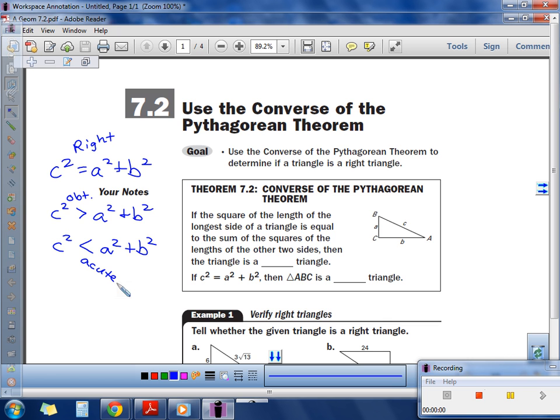So over here in the little theorem box, if they're equals, then what kind of a triangle do we have? We have a right triangle. So one more time, if that theorem is true, then we have a right triangle.